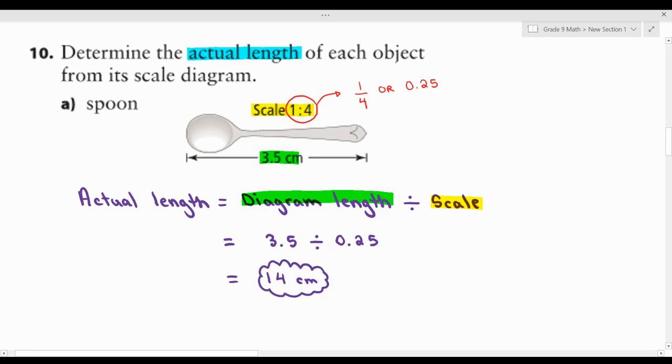Okay, so again, when you get an answer, think about it. Well, if the actual length is 14 centimeters, and we're saying our scale factor was 1/4, right, or 0.25, which is less than 1, this scale factor is going to be reducing the actual. So it makes sense that if it was 14, it's now been reduced to 3.5.